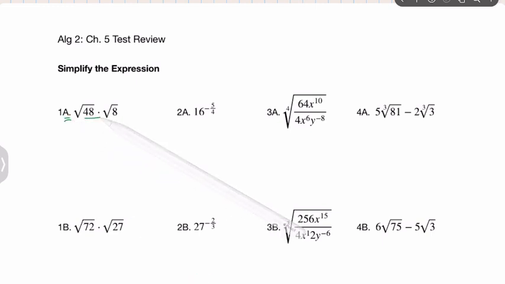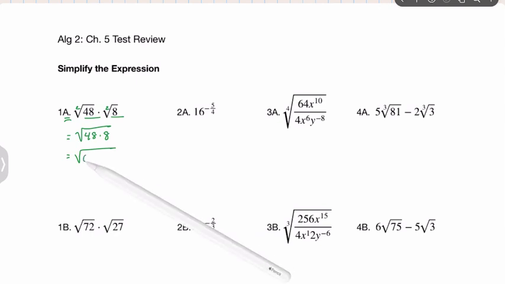So here I've got a multiplication problem of two radicals. They're both square roots, so I can multiply, and they just go underneath the same radical. And then I just have to simplify that. You don't want to multiply it together. What you want to do is keep it in this factored form so you can find common factors.